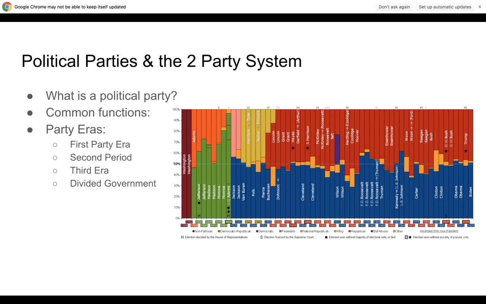All right, so what is a political party? What are they? I mean, you sort of know, but what are they? And what are their functions? They're basically an institution. Political parties influence policy making through political action, if you want to put it in a definition. And how the two-party system works.